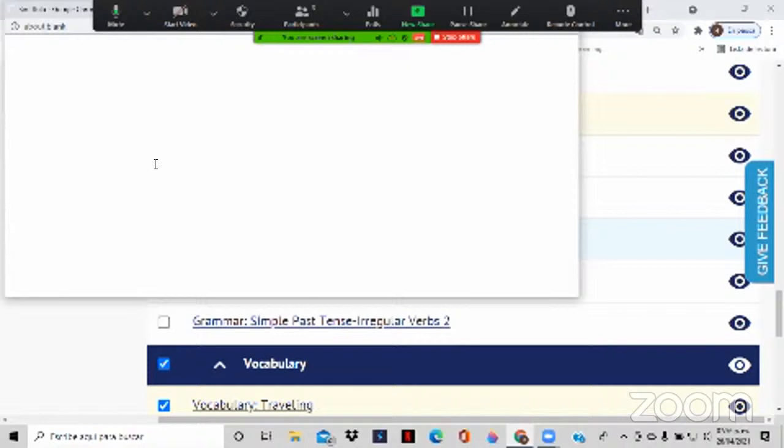To make negative statements, we use did not or didn't and the simple form of the verb. We form negative statements with regular and irregular verbs in the same way. Emily had a lot of work yesterday. Emily didn't have a lot of work last week.